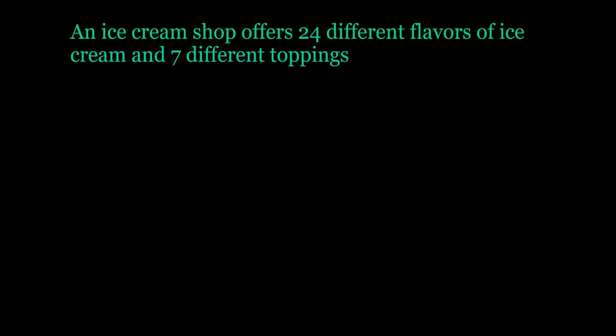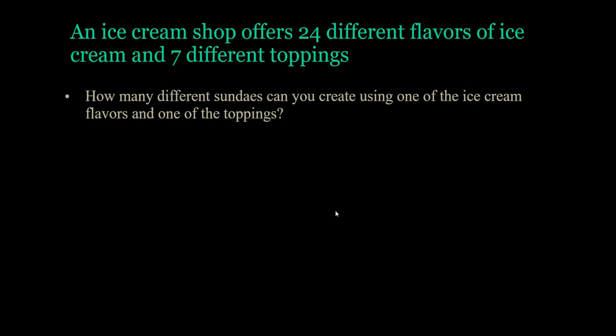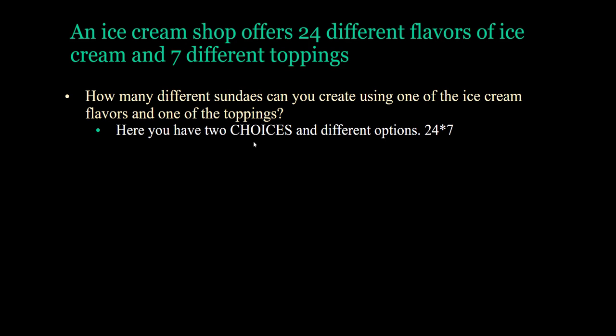Here we're going to look at the ice cream shop that offers 24 different flavors of ice cream and 7 different toppings. We're going to look at a few different problems here. Each of these is worded differently. How many different sundaes can you create using 1 of the ice cream flavors and 1 of the toppings? Keep in mind there are 24 flavors and 7 different toppings. Since I need to make the 2 choices, I'm going to multiply, just a counting problem: multiply the number of options I have for each of those choices. So 24 times 7. And that would be how to solve this problem.